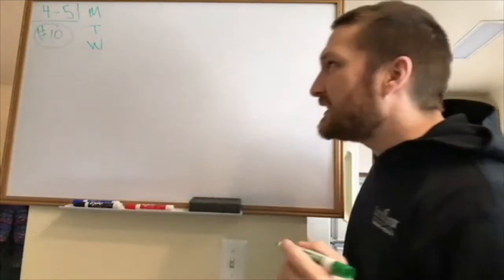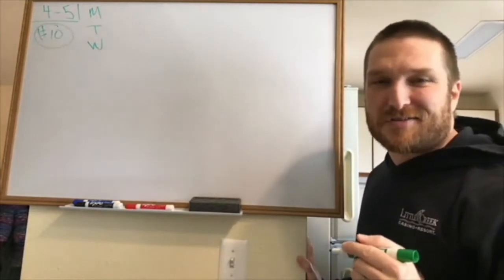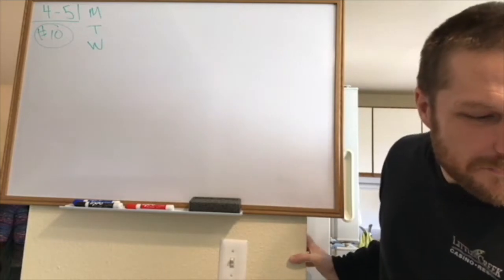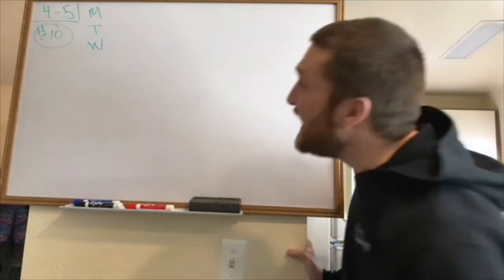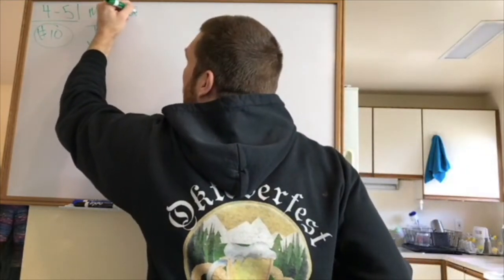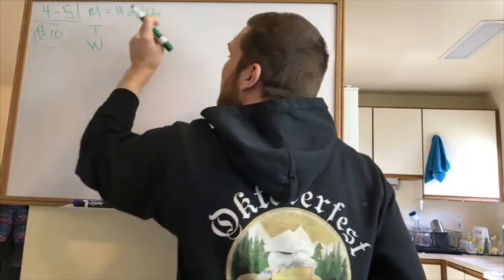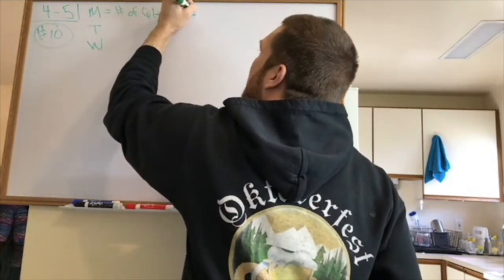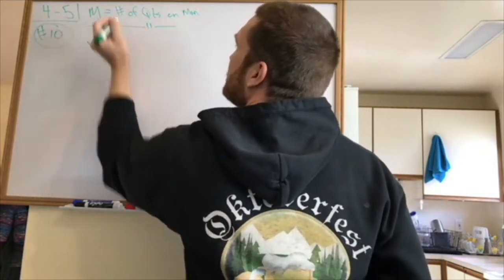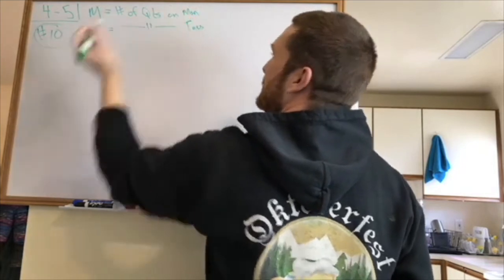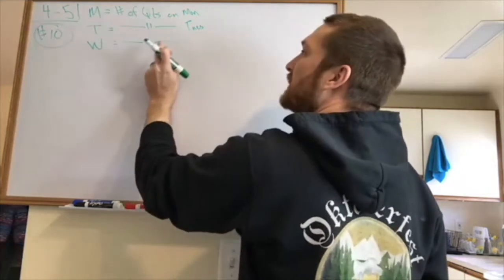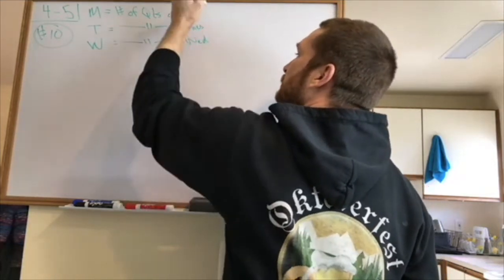But this is the trick. Those aren't the days. I'm not solving for days. Days don't have a quantity, right? It says how many quarts did he pick each day? So what I'm going to do is say M is equal to the number of quarts he picked on Monday. T is equal to the number of quarts he picked on Tuesday. And W is equal to the number of quarts he picked on Wednesday.